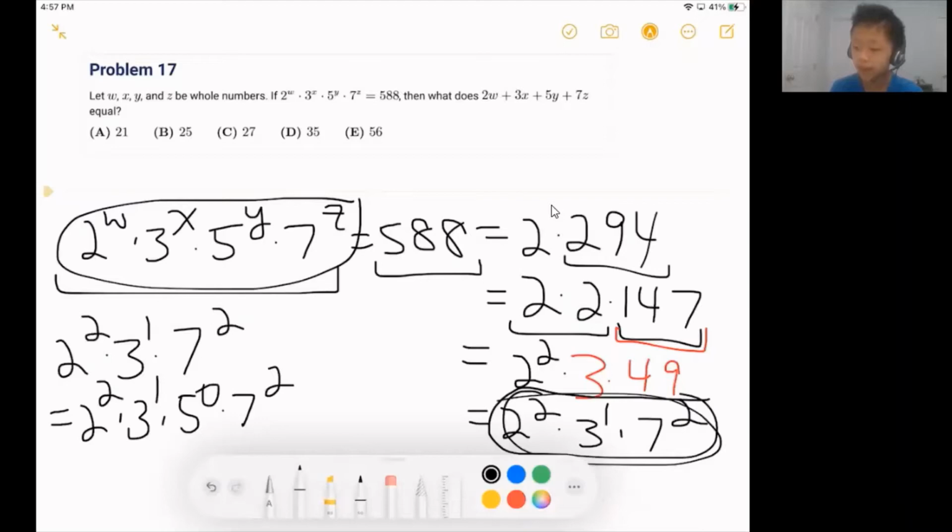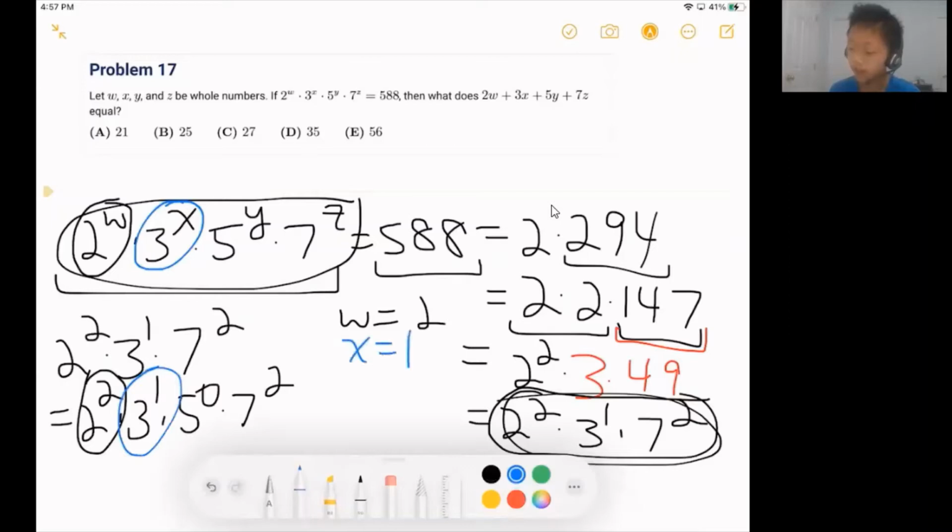And now we're ready to solve the problem, right? We have 2 to the w, we have 2 to the 2, so that tells us w is 2. We have 3 to the x, 3 to the 1, so that tells us x is 1. We have 5 to the y, 5 to the 0, so y is 0. And you have 7 to the z and 7 to the 2, so z is equal to 2.